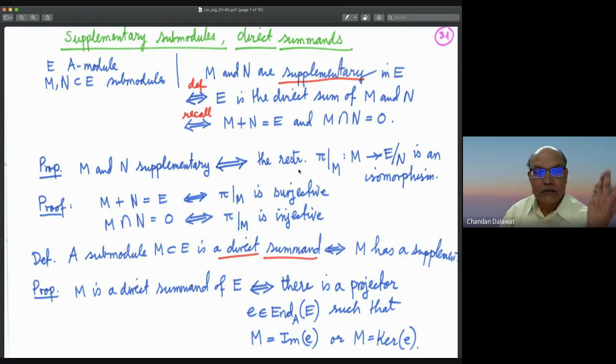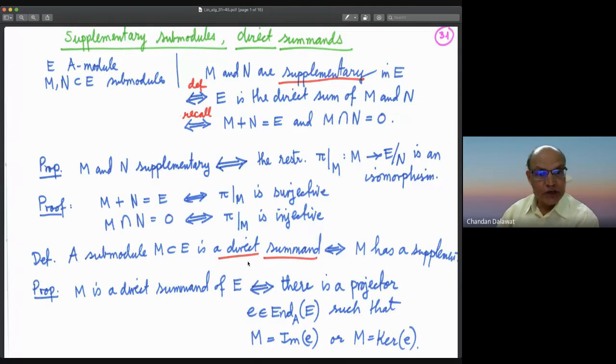Okay? So why are these two things equivalent? Because being supplementary means that M plus N is equal to E and M intersection N is equal to 0. The first thing is equivalent to this map, the restriction of pi to M, being surjective, and the second thing is equivalent to the restriction of pi to M being injective. Okay, so this proposition is clear.